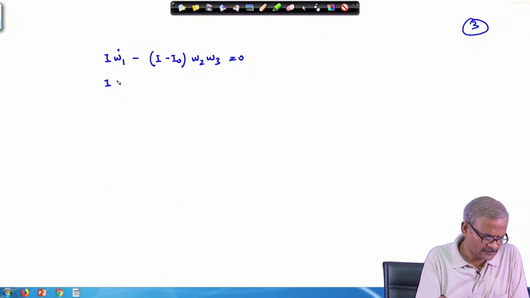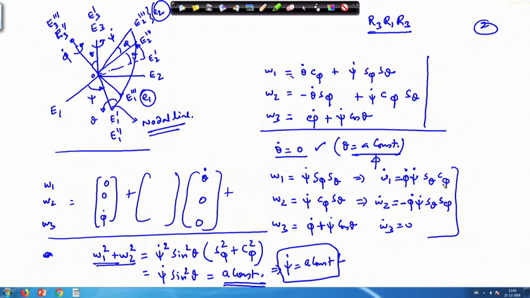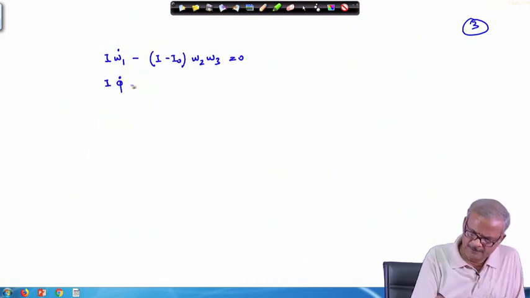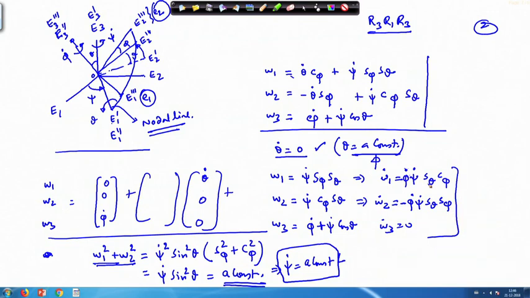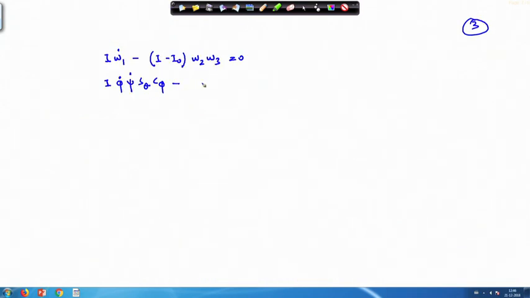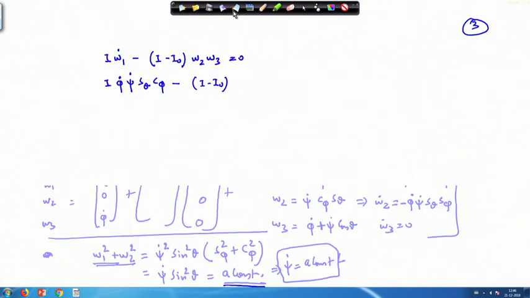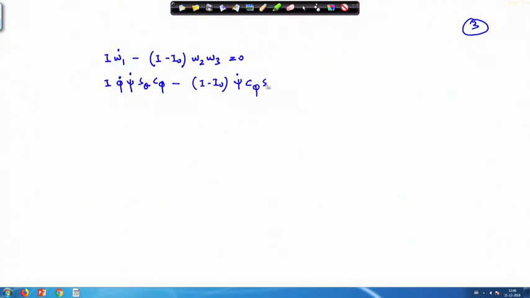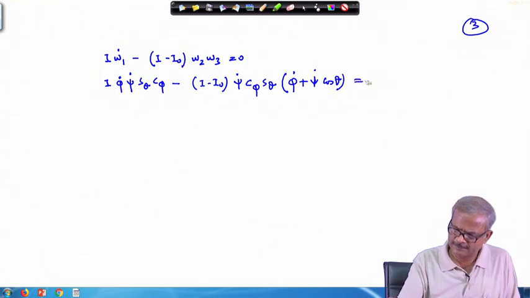So, this I times omega 1 dot, omega 1 dot we have just worked out, this is phi dot psi dot S theta C phi, okay, minus I minus I 0 times omega 2 omega 3, which we need to pick up from here: omega 2 is psi dot C phi S theta, and omega 3 is phi dot plus psi dot cos theta. So, psi dot C phi S theta times phi dot plus psi dot cos theta, this is omega 2, this is omega 3, and this equal to 0.